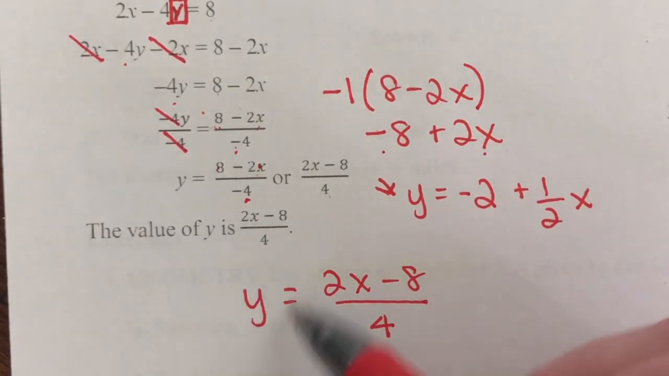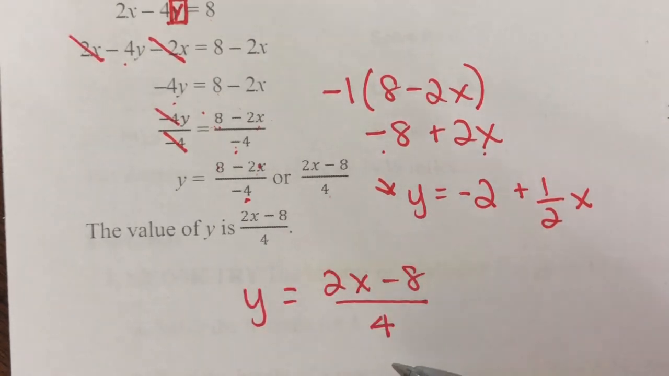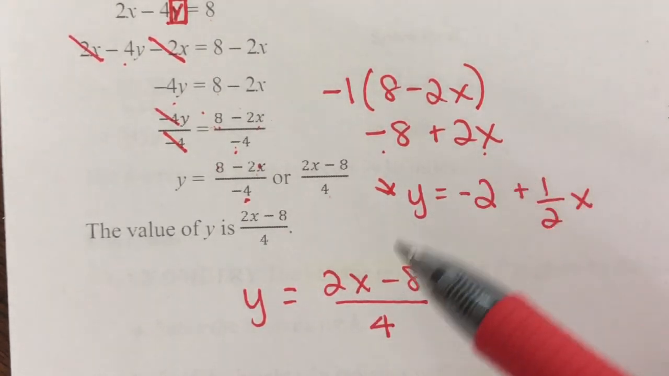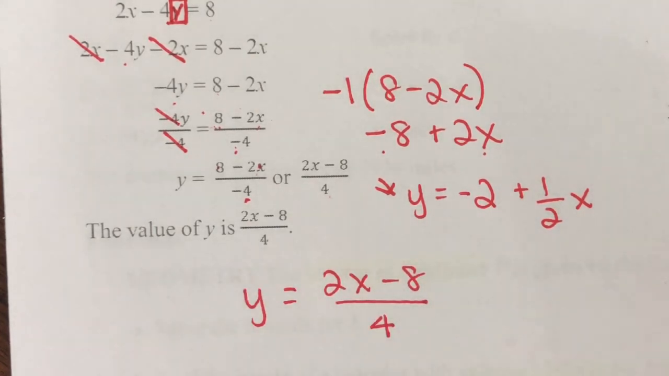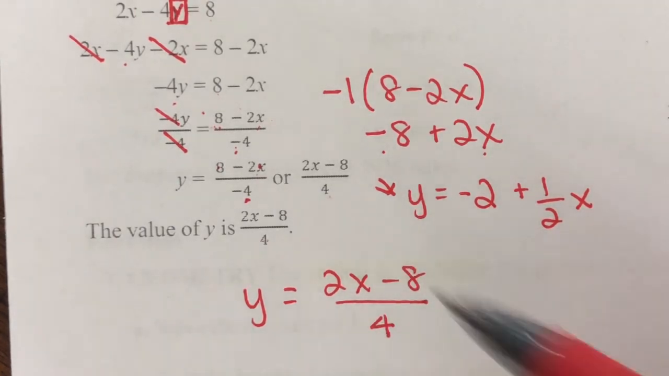Okay, so all we did was rearrange everything. We didn't simplify anything. We just moved everything around so that now y is by itself. So essentially we solved for y. Y equals all this other junk over here.